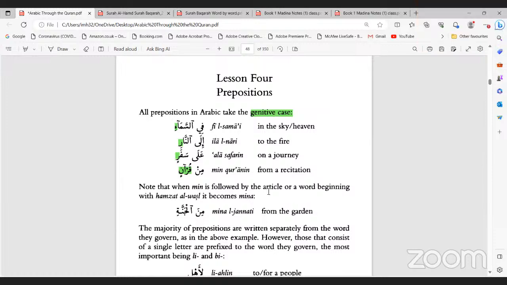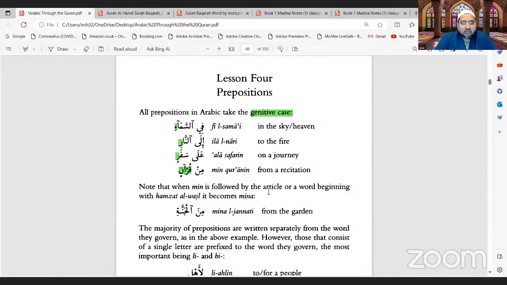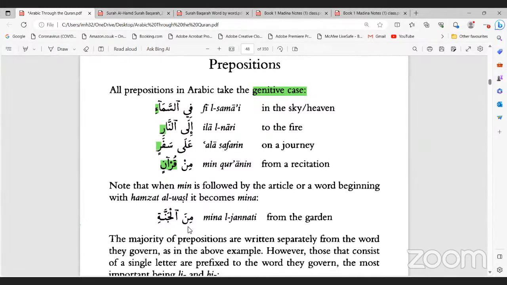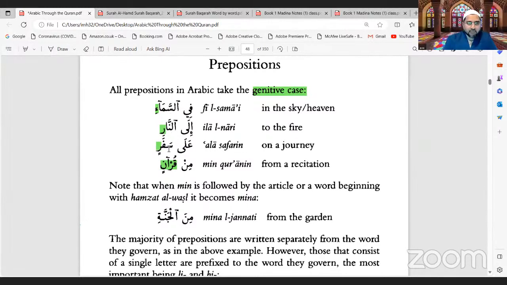Sister Fatima. Ila nar, even min as-sama'i. Yeah, that's kasra. What about kasra tanween? Ala safarin. Safarin, sorry, safarin. Now, as you can see, safarin is a kasra tanween, and fi samai is one kasra itself.